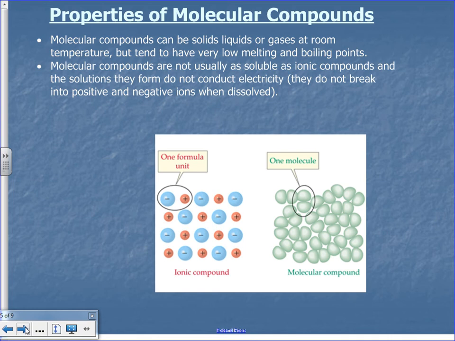Now, molecular compounds are not usually as soluble as ionic compounds. It doesn't mean they won't be soluble. Some of them are, but many of them are not. For example, oil, vegetable oil, butter, all of those things are molecular compounds. We know that they don't dissolve in water; they separate and sit on the top. Some molecular compounds do dissolve easily in water. Sugar, we already said, is an example. Alcohol, which is a liquid and a molecular compound, dissolves easily in water. If you add it to water, it dissolves.